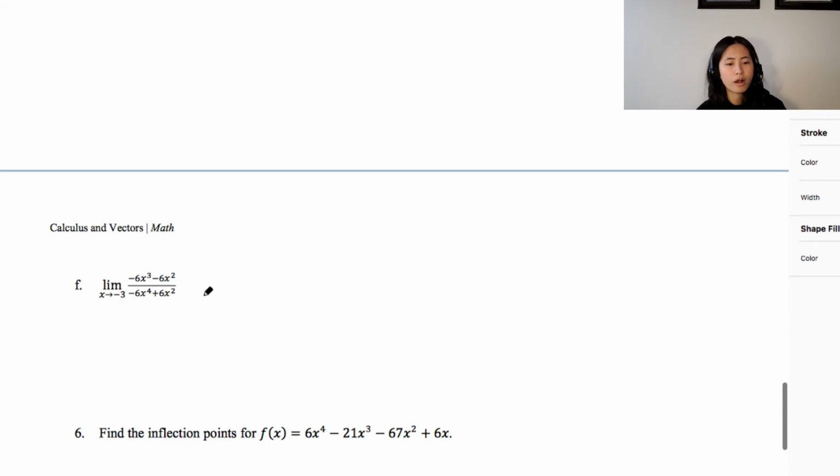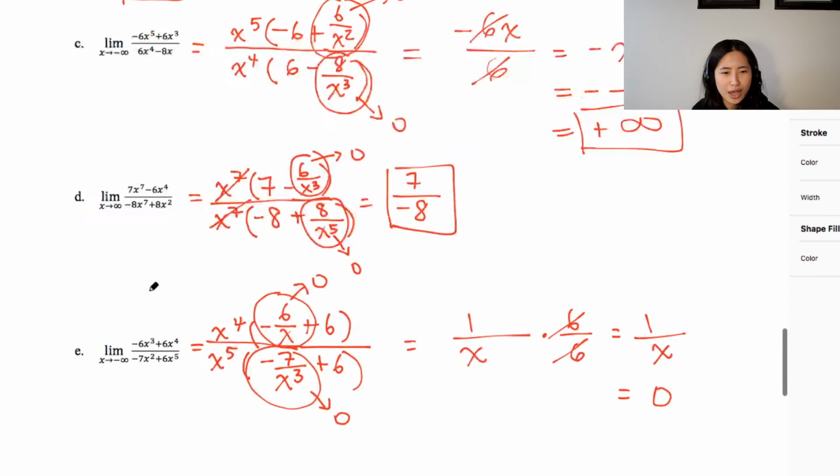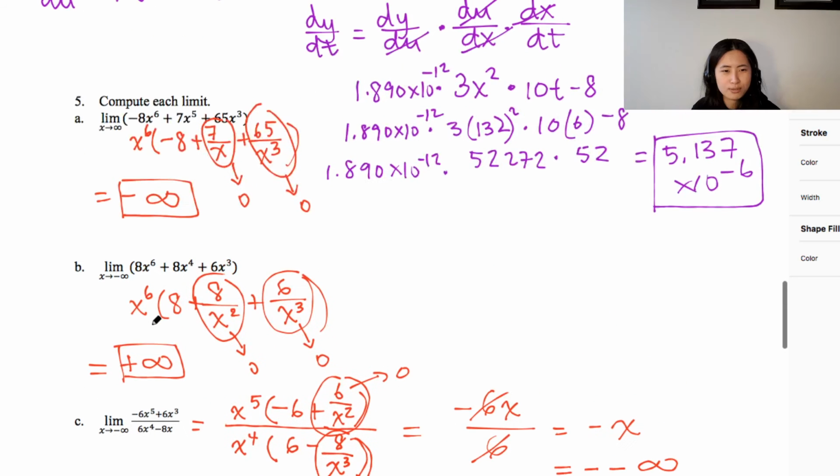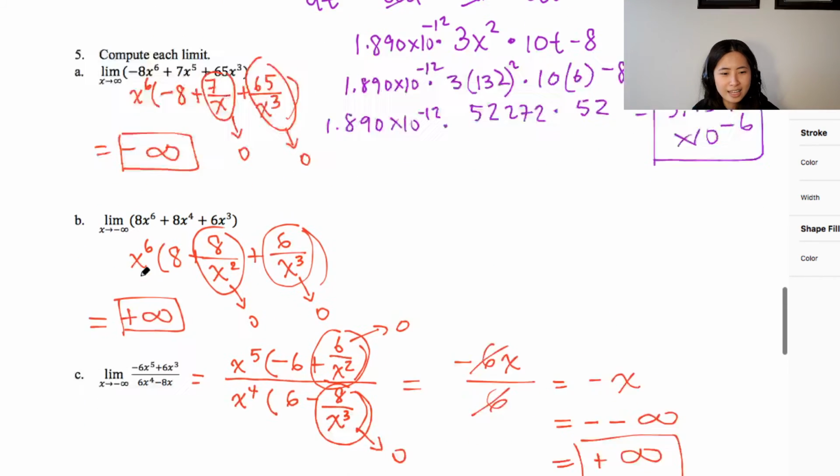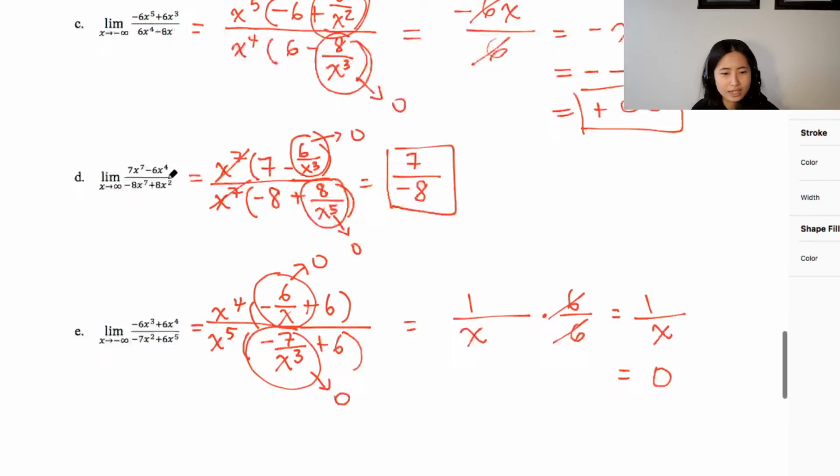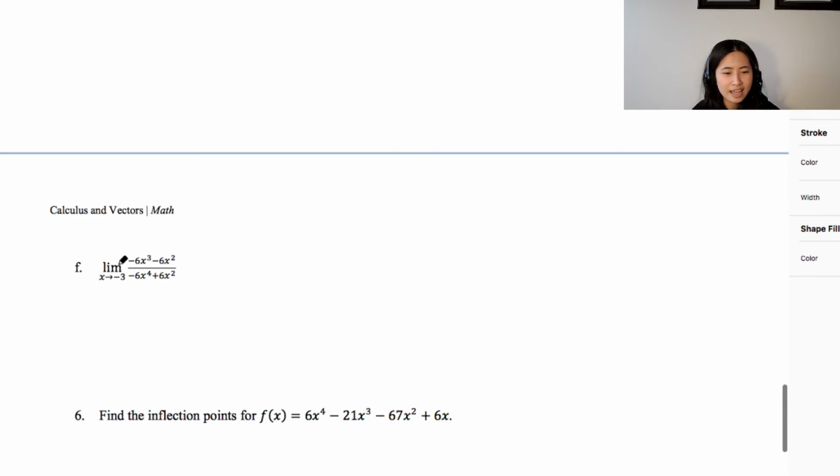Okay, so for part F, we have a limit. We're just going to factor out the highest power of x, so in this case it would be x cubed. But hold on, because x now approaches negative 3. So you have to be careful. I know this is pretty common for students, because you have this assumption that in all the questions you've been doing, x approaches infinity or negative infinity, until you get to the last question, which is as x approaches negative 3. So you have to read the question.